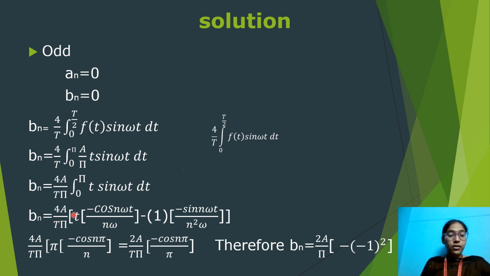4a by T pi into t into minus cos n omega t by n omega, minus 1 into minus sin n omega t by n square omega. So 4a by T pi into pi minus cos n pi. Here we apply the limits 0 to pi.